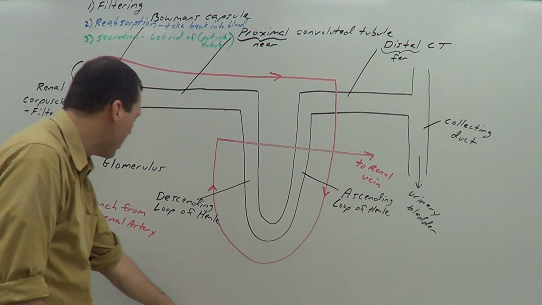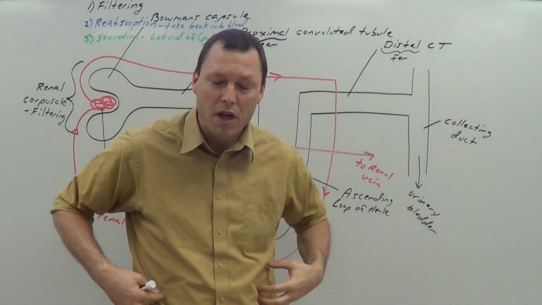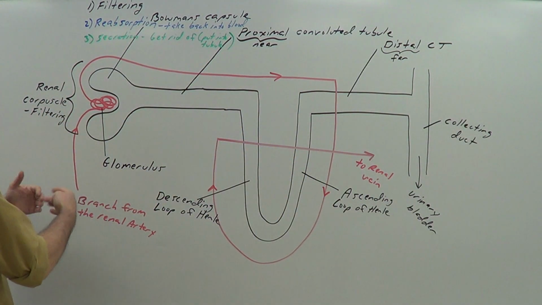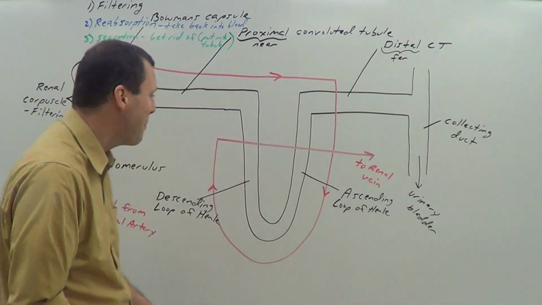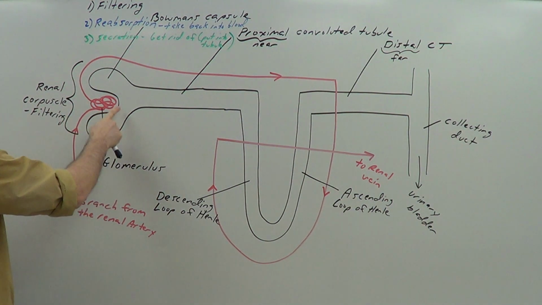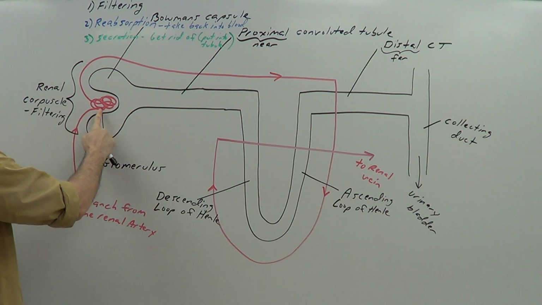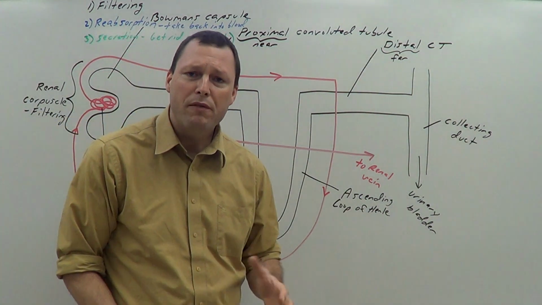Let's go ahead and start with filtration. So we've got blood coming from the renal artery, and there's going to be two renal arteries because there's two kidneys on either side. And eventually that renal artery is going to branch and branch and branch until it's literally microscopic. And that's what this capillary is here. It's microscopic, and because of certain reasons, there's actually going to be a high blood pressure in this capillary network right here. And that high blood pressure is going to be very important.